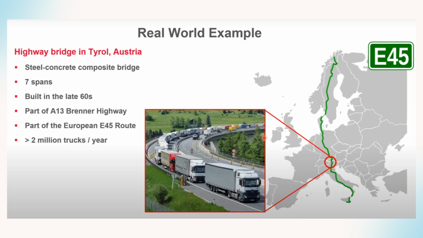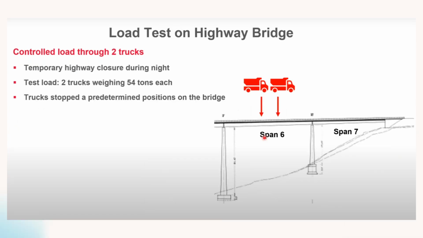Then we have the real time example of bridge monitoring that is located at a high bridge in Austria. The bridge consists of steel and concrete composite that has 7 spans and was built in the late 60s. Part of the A13 Brenner highway and part of the European E45 route. The bridge is used by more than 2 million trucks per year.